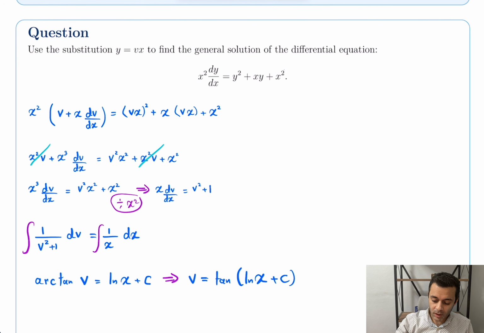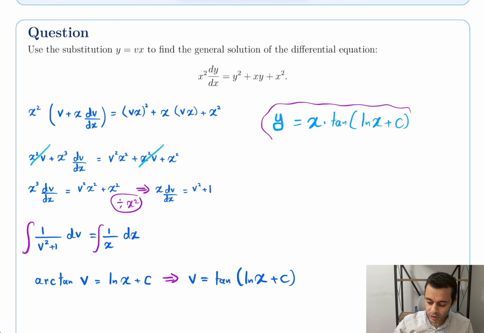And as you see, y is v multiplied by x. All of this journey here is to find v. Since we found v here, then the final answer will be y equals v multiplied by x, which is this, v multiplied by x. I will write x first and then v, which is tangent ln x plus c. So this is the general solution to this differential equation here.